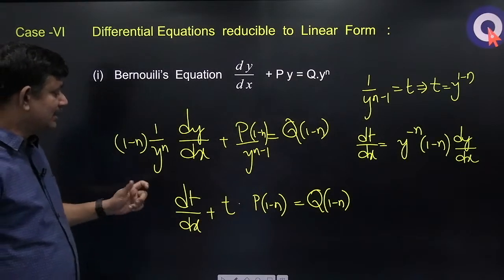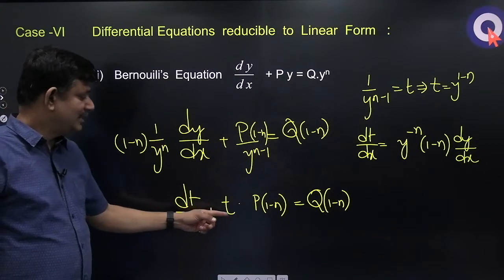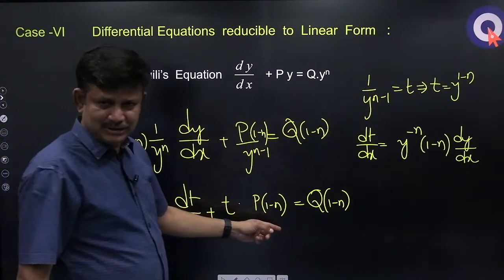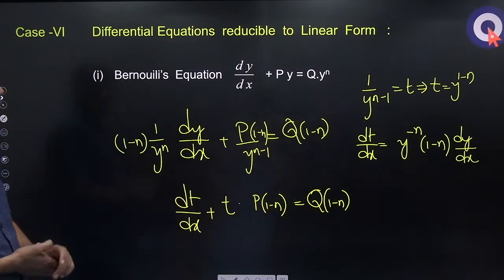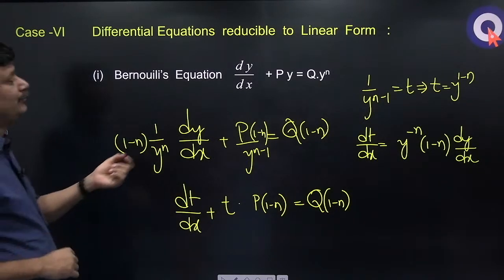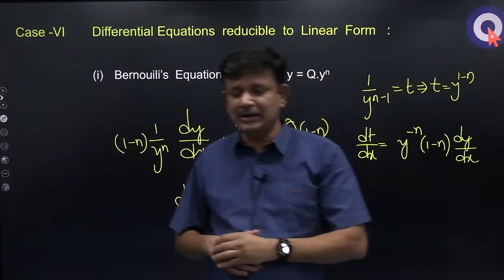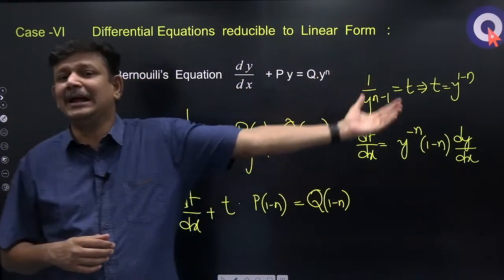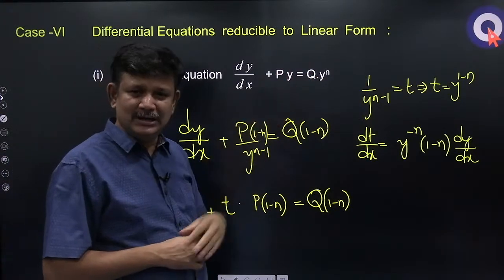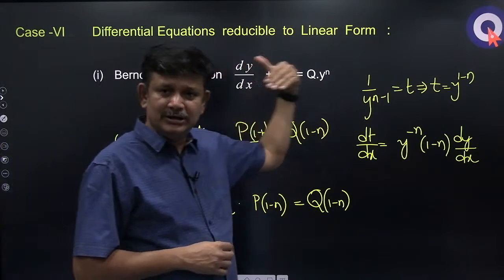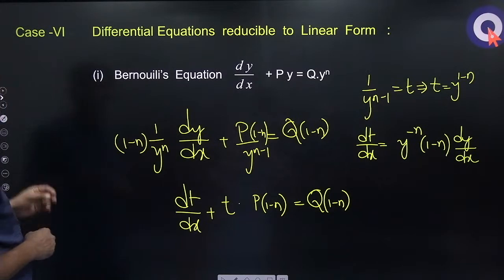Now it is looking like a linear in terms of t. dt by dx plus t into p, a function of x into constant, equals q, a function of x into constant. Now this is a linear differential equation. So whenever you have this Bernoulli equation, dy by dx plus p into y is equal to q into y power n, divide throughout by y power n, and it gets converted to a linear. And how to convert it into a linear? Go for the substitution. 1 by y power n minus 1 is equal to t.